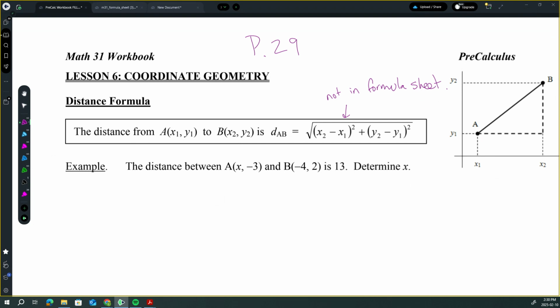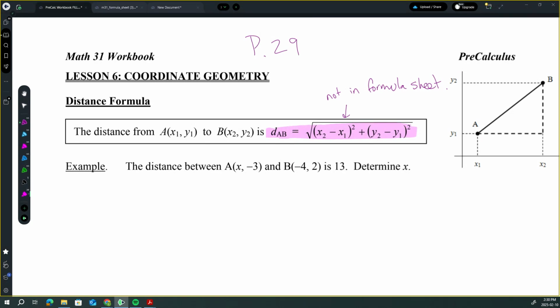So you will have to memorize that for the pre-calc exam. So essentially it's saying you need 2 points, and to find the distance between those 2 points, this is how you get it. Okay, let's also highlight this.